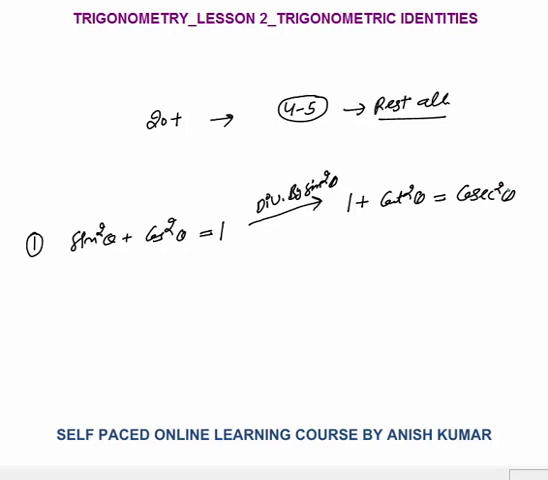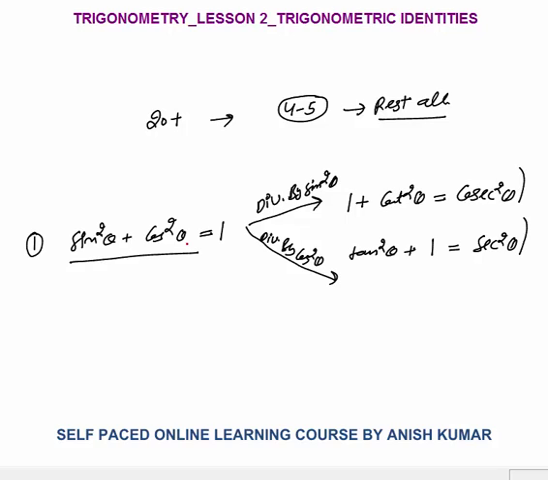So you don't have to remember this identity. You have to remember only 1. If you divide this equation by cos square theta, what will happen? Sine square theta by cos square theta would be tan square theta. Cos square theta by cos square theta is 1. 1 by cos square theta is equal to sec square theta. So you don't have to remember this and this identity. Only remember the first one.